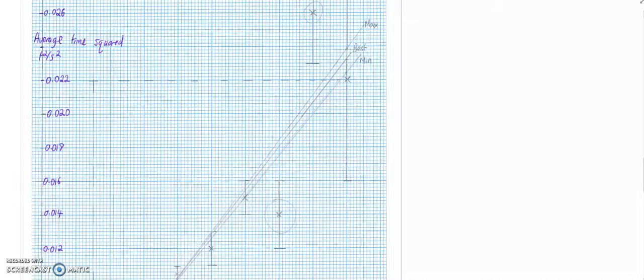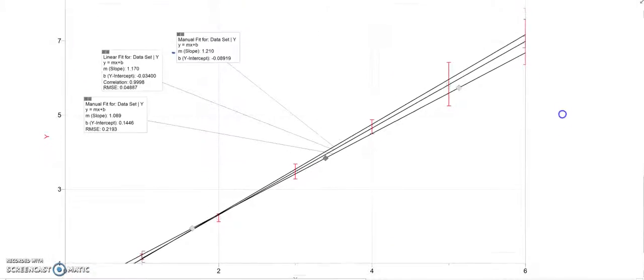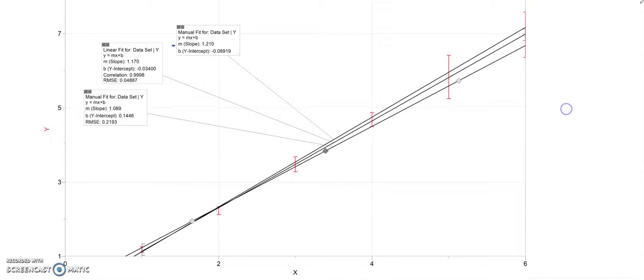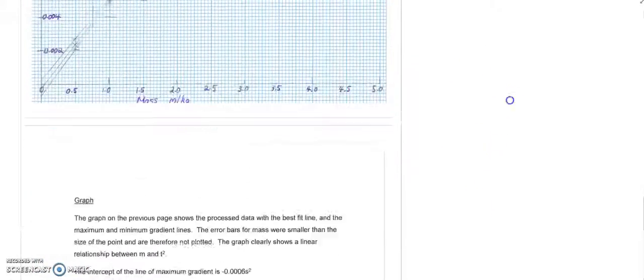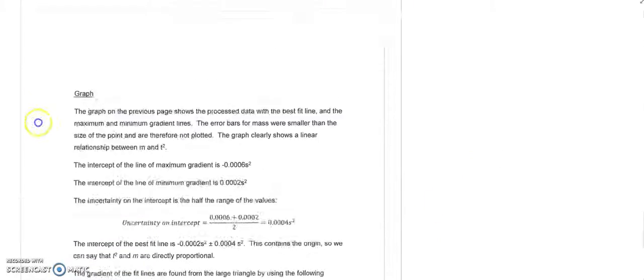You could do this on Logger-Pro or something similar, and use it to draw your maximum and minimum lines and your error boxes, and then it will tell you the slopes and the intercepts of all of these. So it's entirely up to you whether you do it by hand or on something like Logger-Pro. And that is the graph itself. Now we need to discuss what the graph shows.